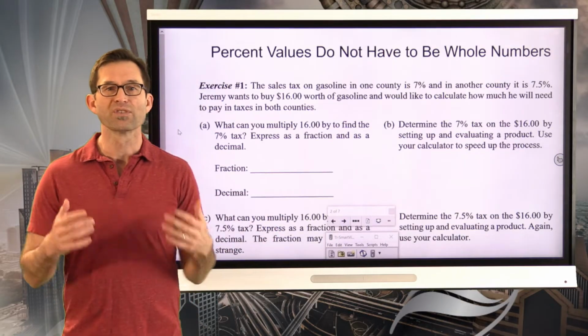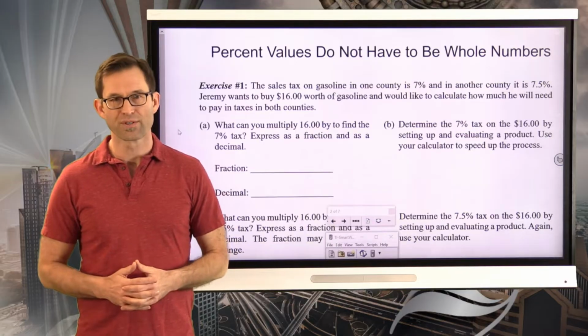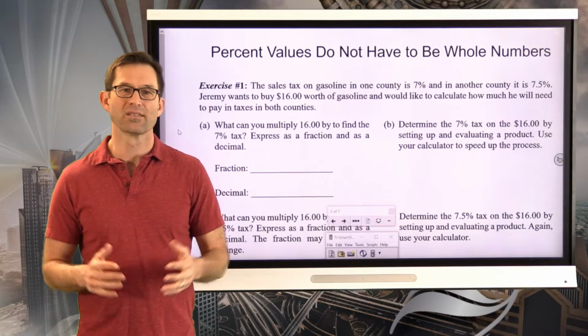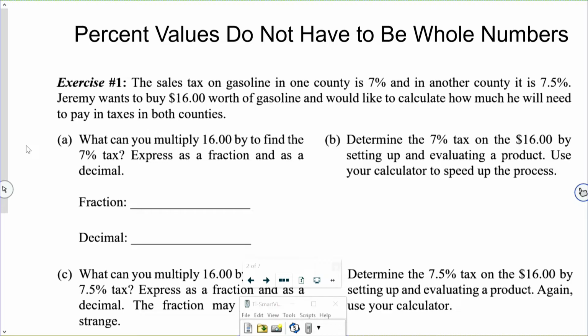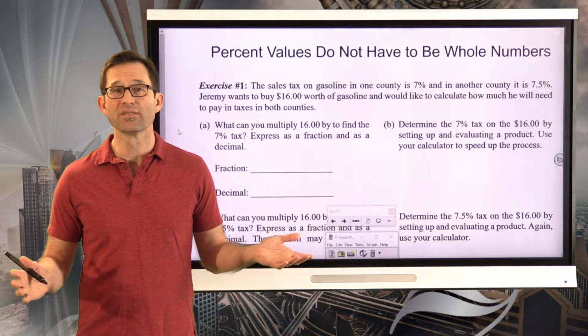All right, percent values do not have to be whole numbers. They just don't. Exercise number 1. The sales tax on gasoline in one county is 7%, and in another county it's 7.5%. Jeremy wants to buy $16 worth of gasoline and would like to calculate how much he will need to pay in taxes in both counties. Letter A, what can you multiply 16.00, or just 16, by to find the 7% tax, expressed as a fraction and as a decimal?